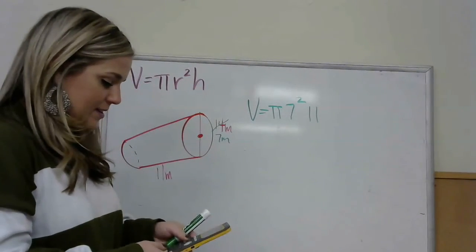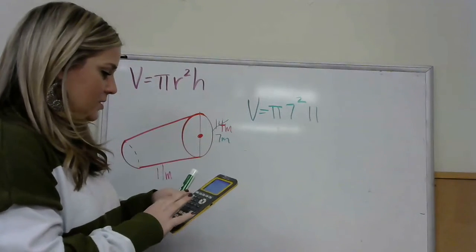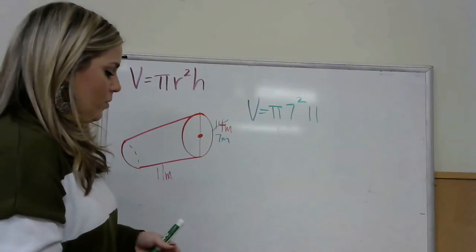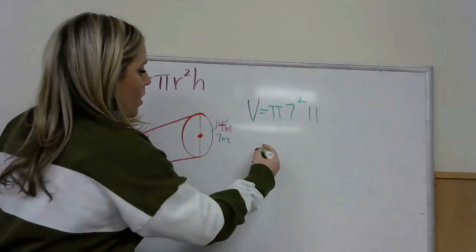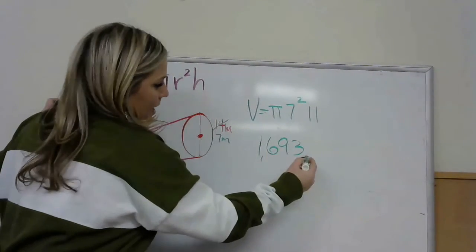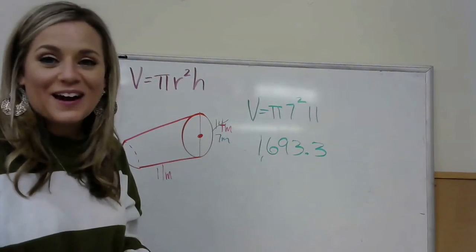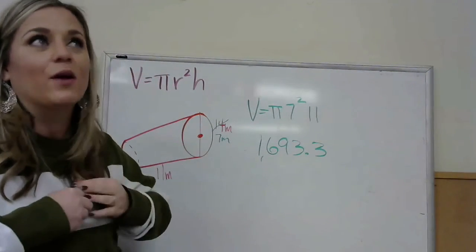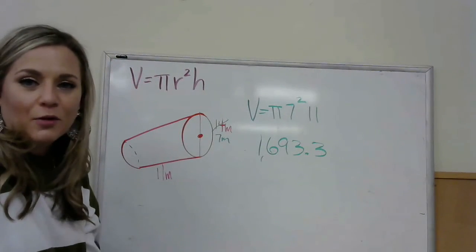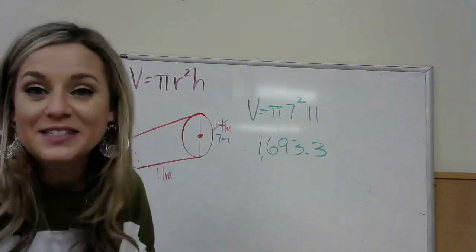Okay, so second arrow, 7 x squared, and 11. And I got a big number. I got 1,693 and 3/10. Now, if you got that, you did it correct. If you didn't, we need to discuss what did you do wrong? Maybe you used the whole diameter instead of the radius. All right, guys, good luck. If you have questions, ask me.